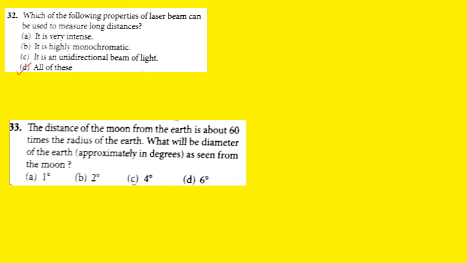The next one. The distance of the moon from the earth is about 60 times the radius of the earth. So we need to draw the figure to understand this problem. So here is our earth and here is the moon. And this is the radius of the earth, RE.